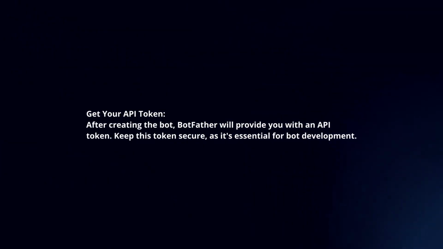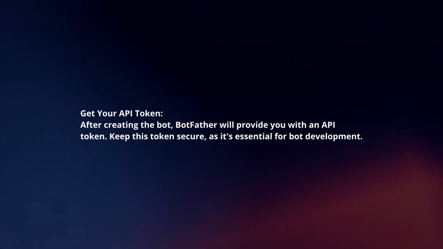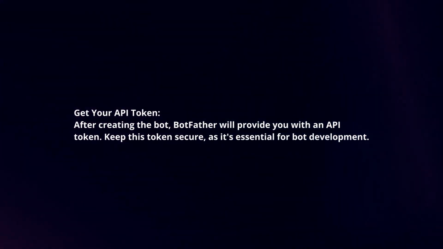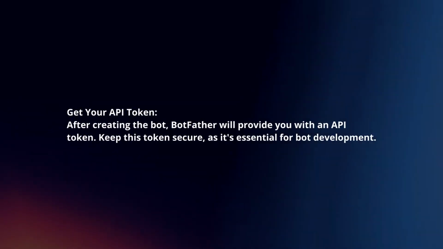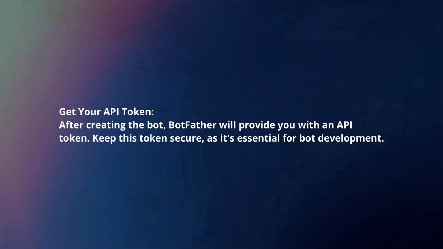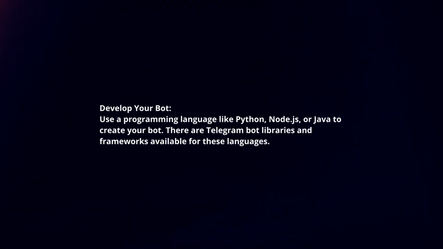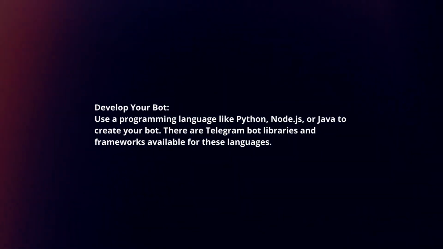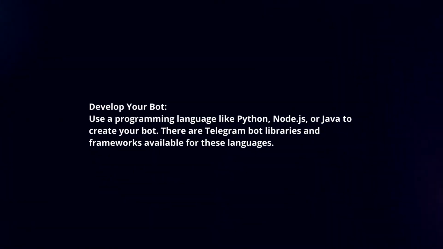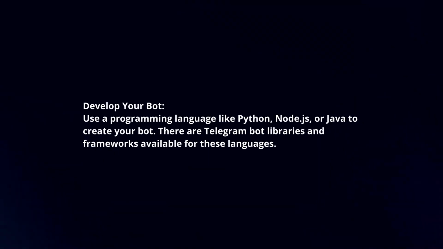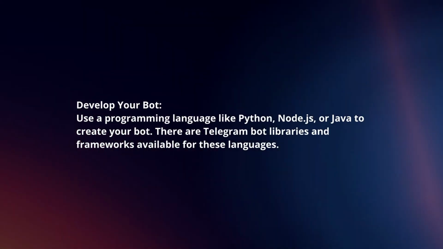Get your API token. After creating the bot, BotFather will provide you with an API token. Keep this token secure as it's essential for bot development. Develop your bot: use a programming language like Python, Node.js, or Java to create your bot. There are Telegram bot libraries and frameworks available for these languages.